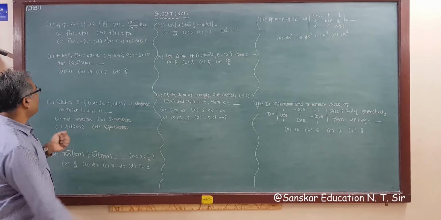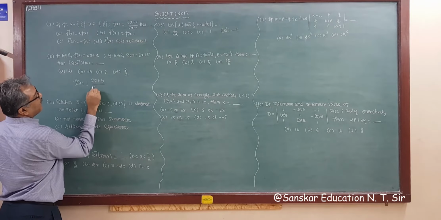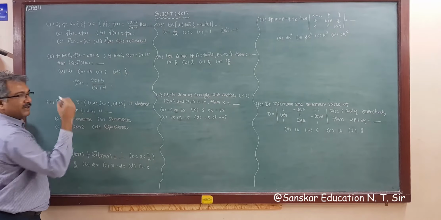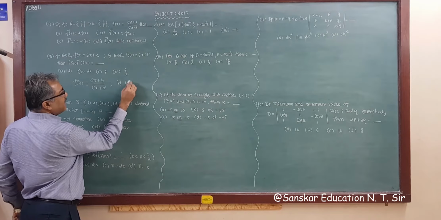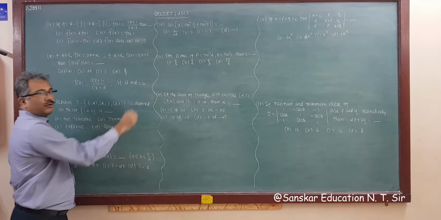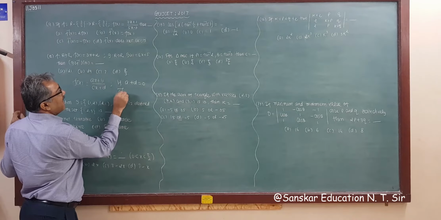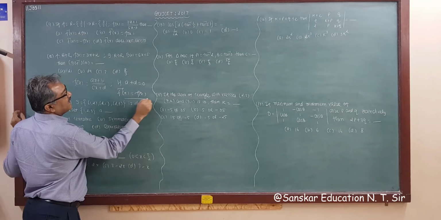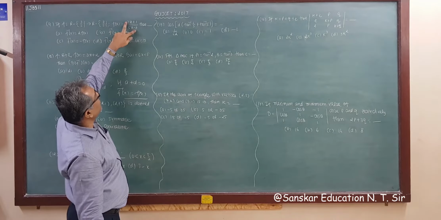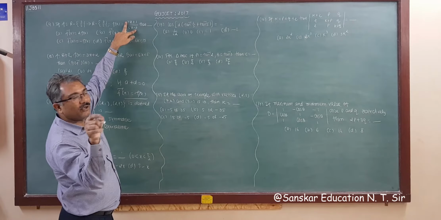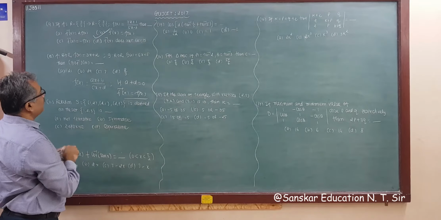Now remember one thing: if a function is of the type (ax + b)/(cx + d), and a plus d is equal to 0, meaning the sum of these coefficients a plus d is equal to 0, then f inverse x is equal to f(x). Now see here, 3 minus 3 is 0. That is, your correct answer is f inverse x is equal to f(x).